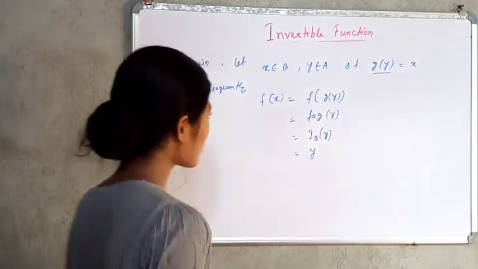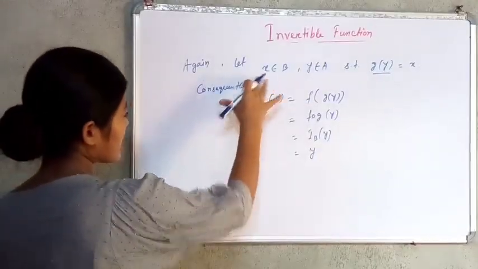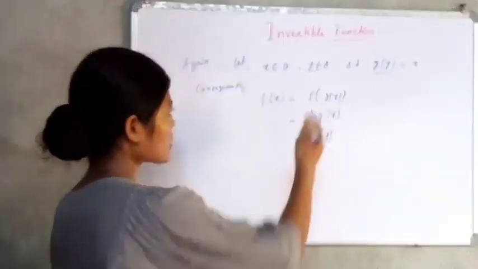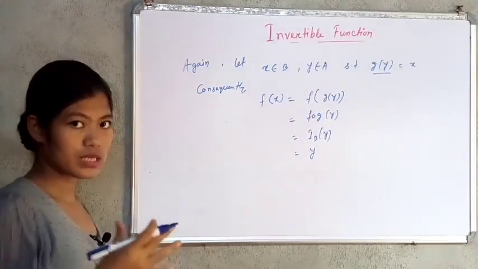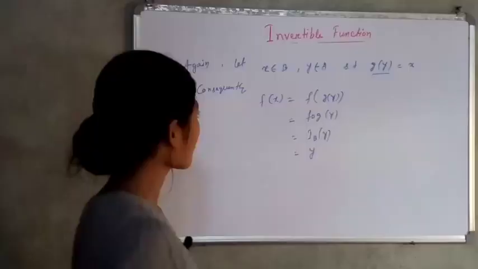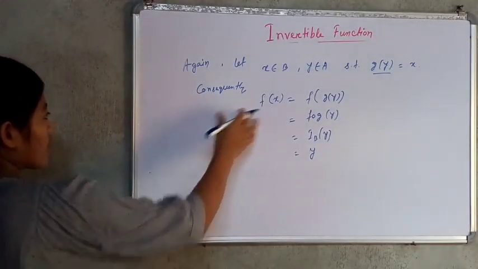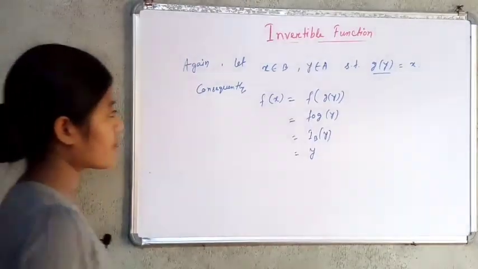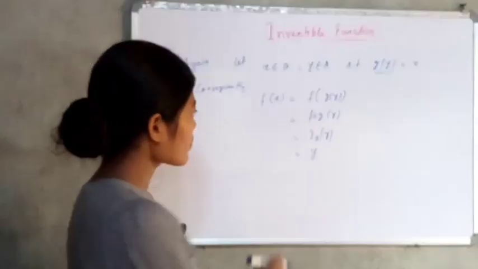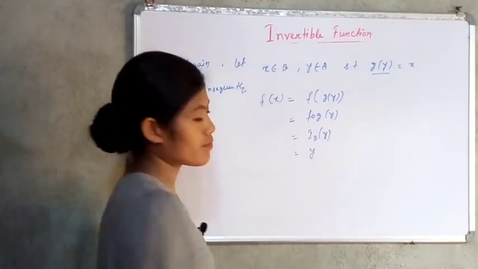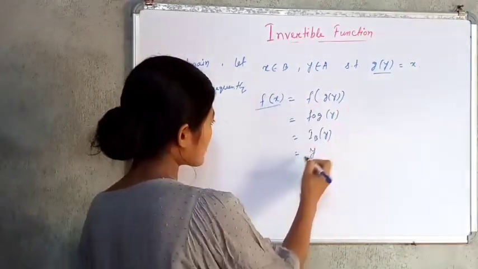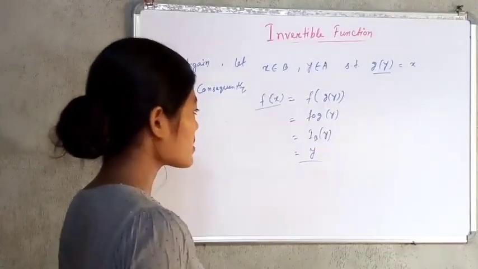So finally we get, if we take an element x belongs to B, then there should be another element y belongs to A, because g is a function from B to A, such that g of y equal x. Consequently, if we take f of x, then we can write f of g of y because x is nothing but g of y. Then finally applying the condition of composite function, we get y. Since f of x is equal to y, that means f is onto.